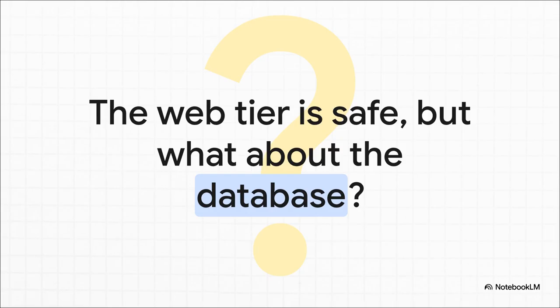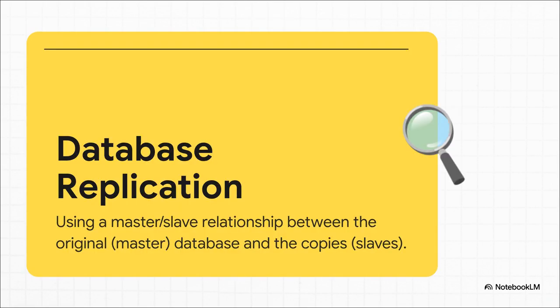Okay, great. Our web tier is solid, but we haven't really solved the problem, have we? We've just moved it. Now we have a new single point of failure, the database. If that one database server goes down, everything grinds to a halt again. So how do we make the database just as tough?